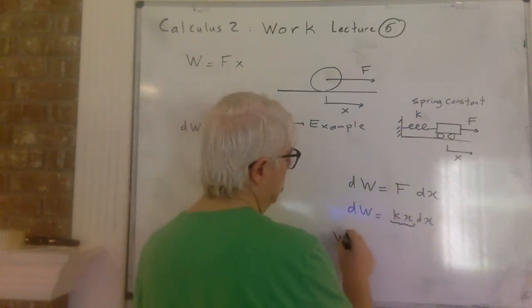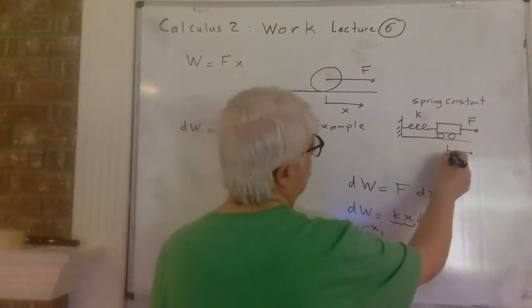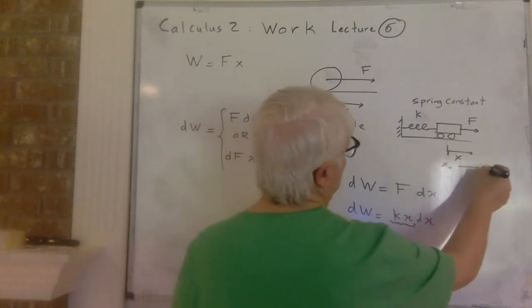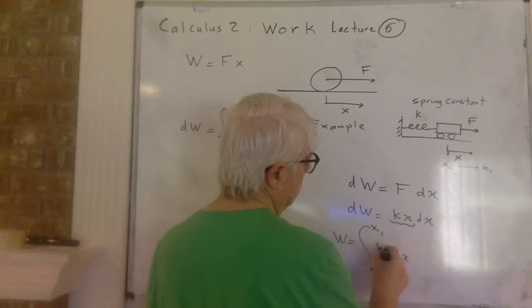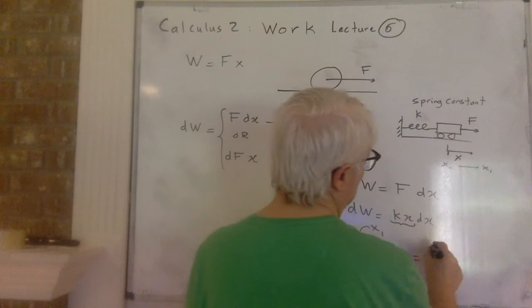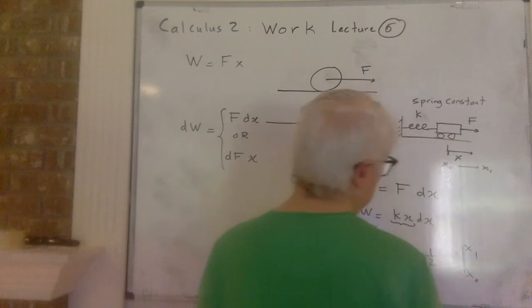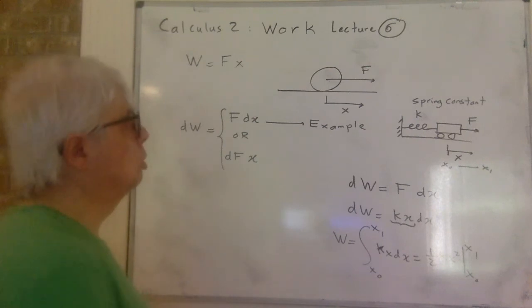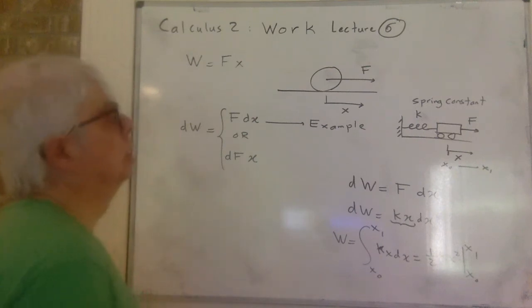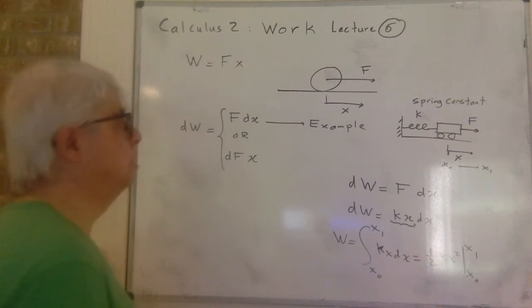So W is the integral from x0, say, to x1. Suppose it starts somewhere at x0 and goes to x1. Of kx dx. Okay, so that is 1/2 kx squared from x0 to x1. It's very simple. So when I formulated this in this form, it is in fact F times dx.